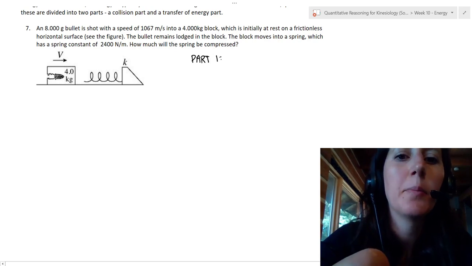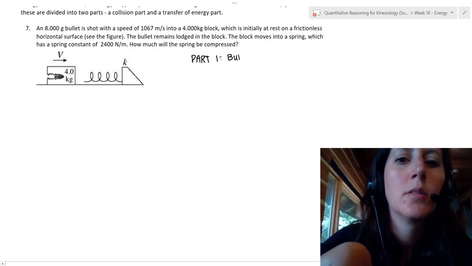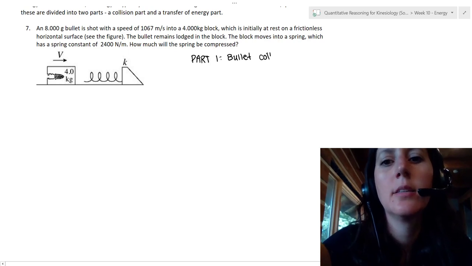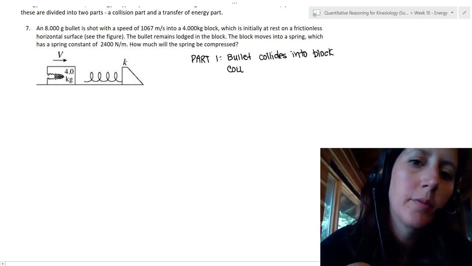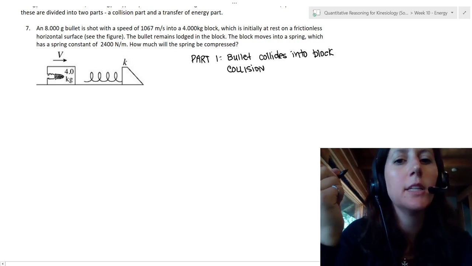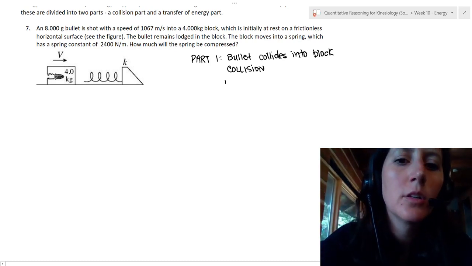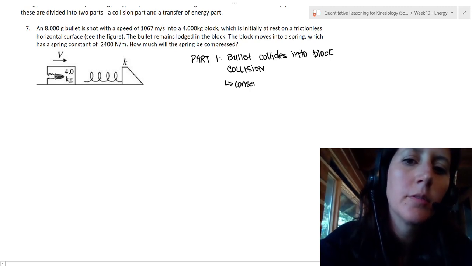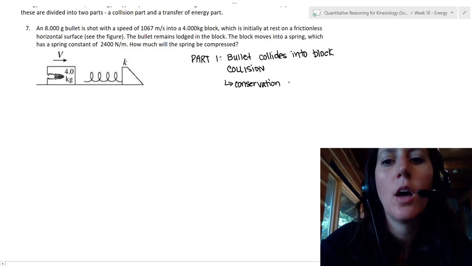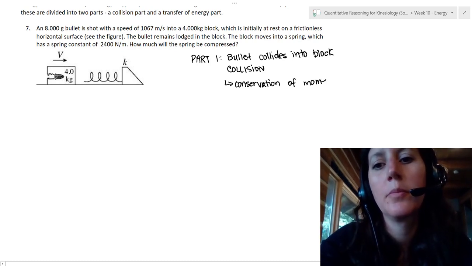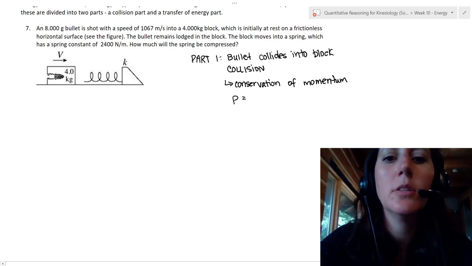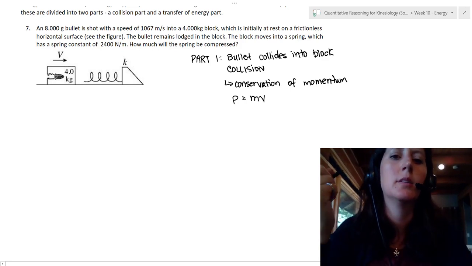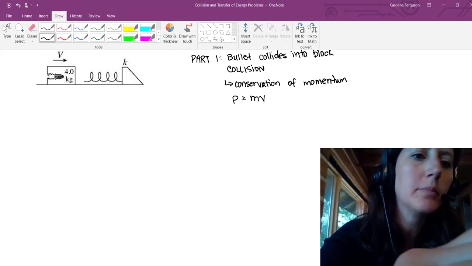And this is that the bullet collides into the block. So it's a collision. And anytime you have a collision problem, you can always use conservation of momentum. Formula for momentum, p is equal to mass times velocity.